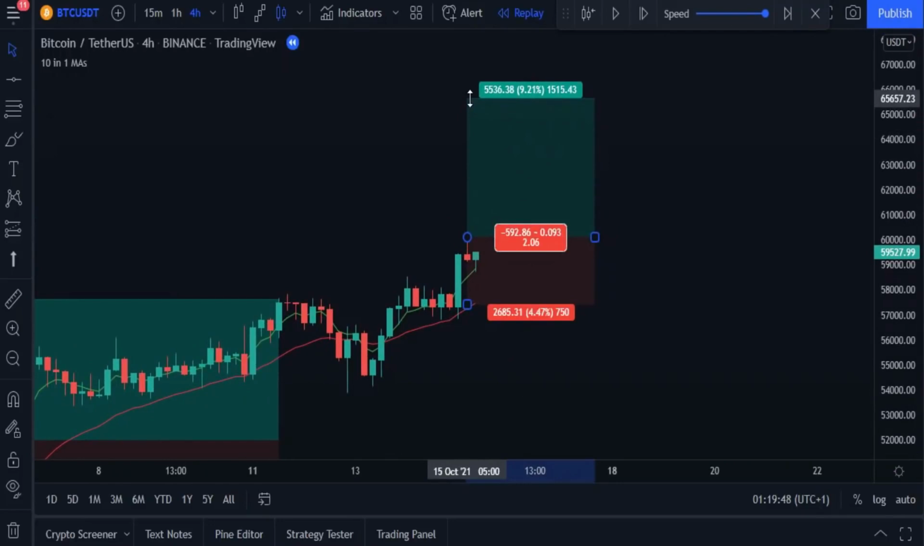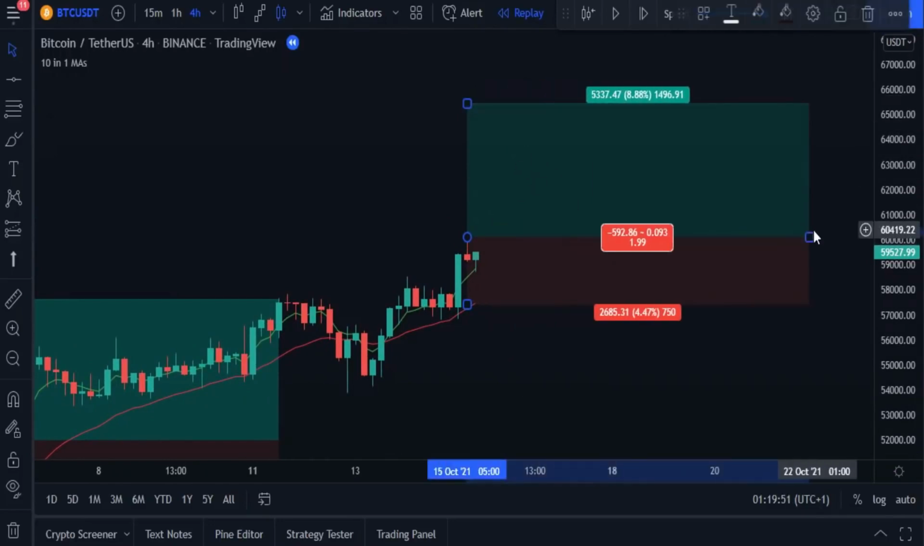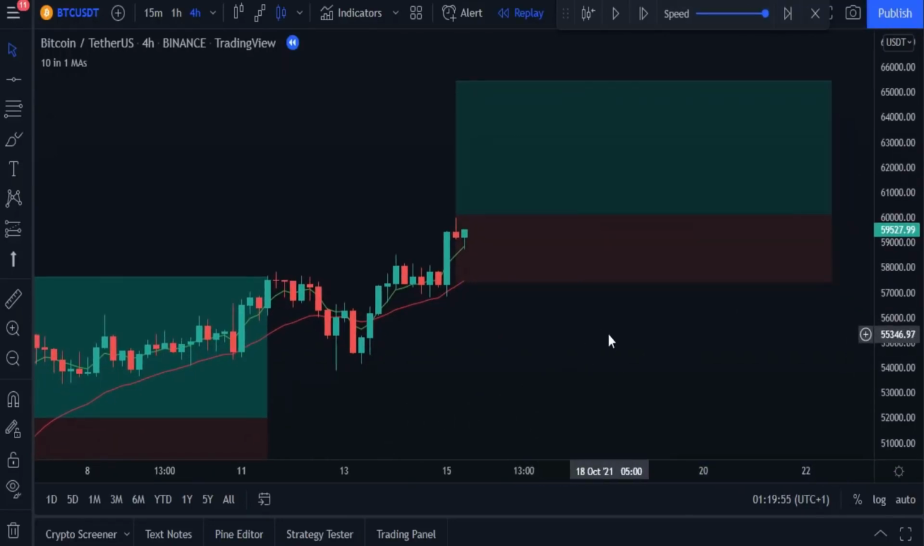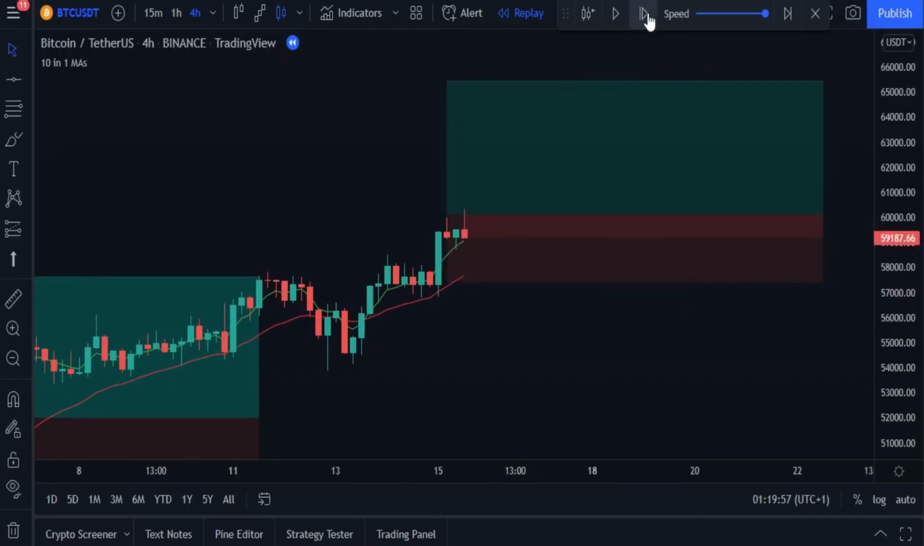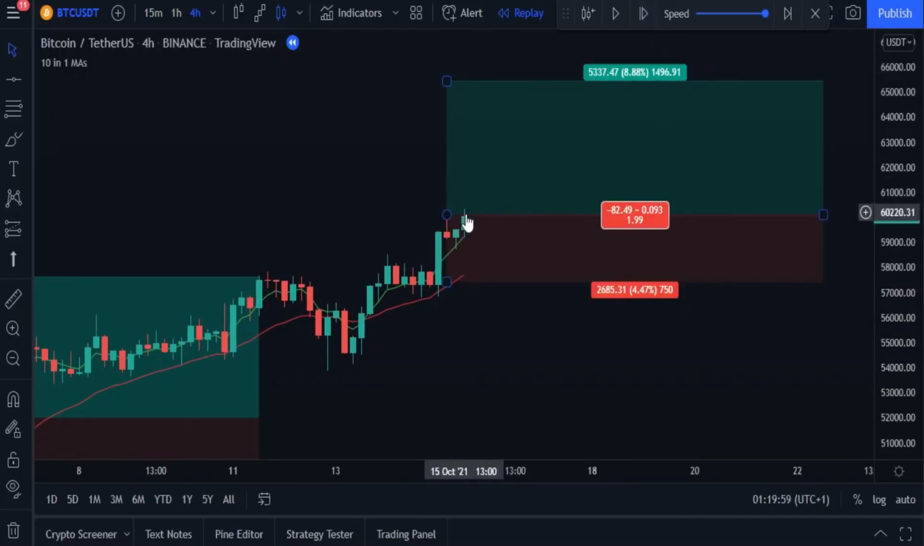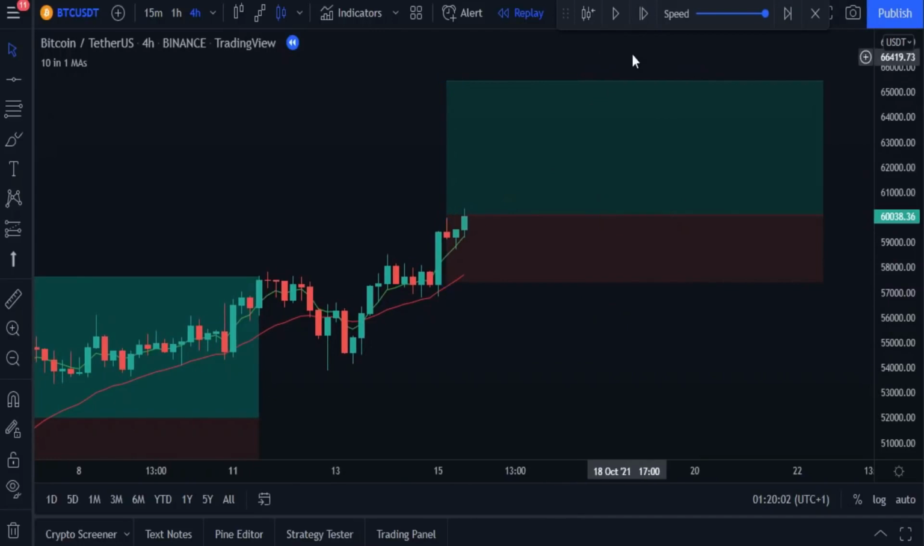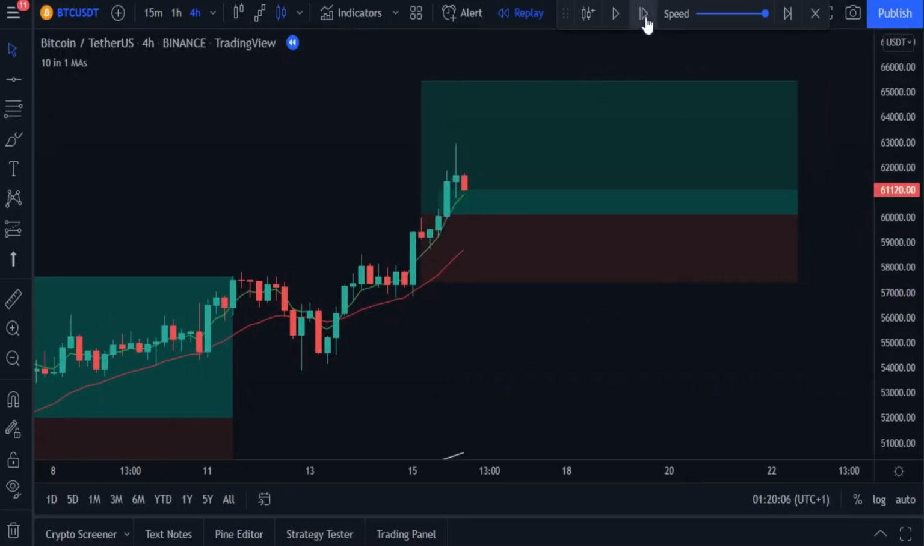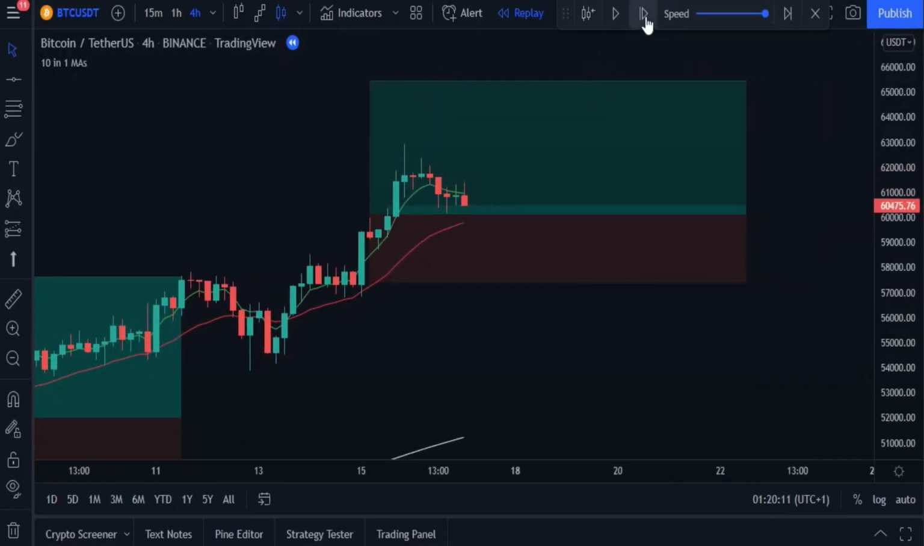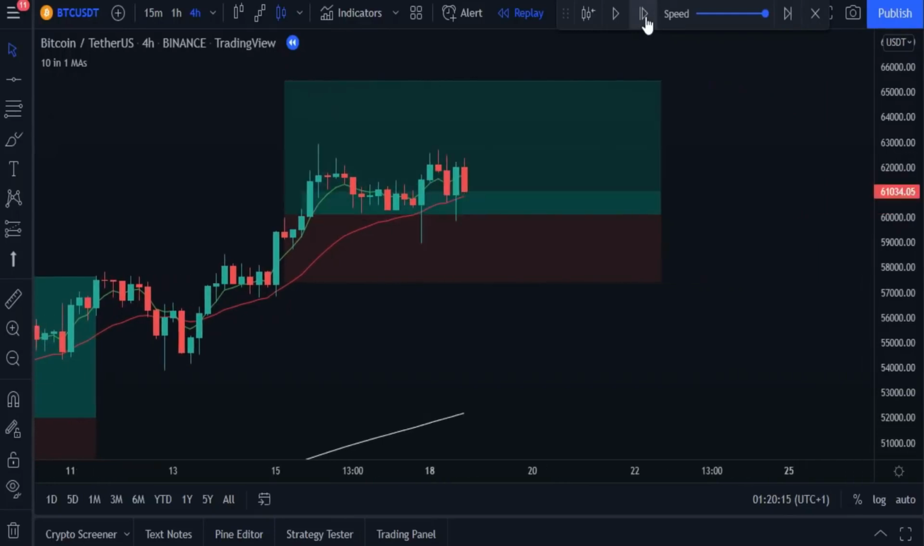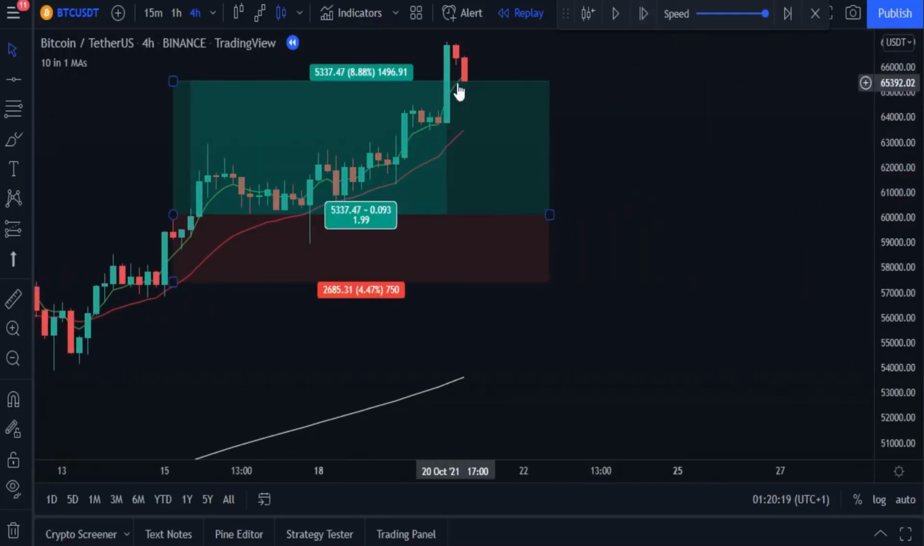The stop loss will be at the moving average 20 and the take profit will be double. Now at this candle, the buy order has been activated. And here, at this level, the target was also reached.